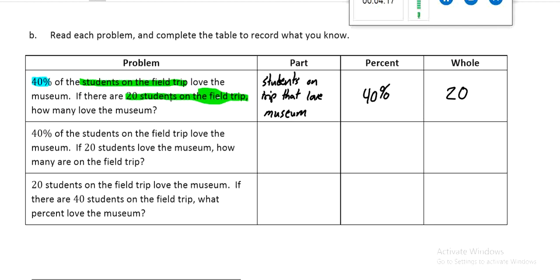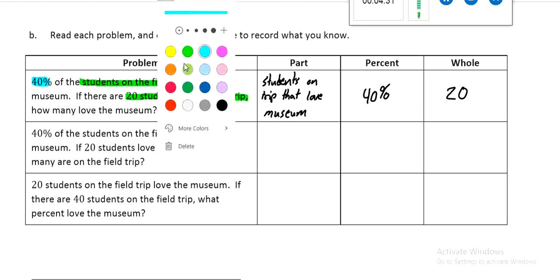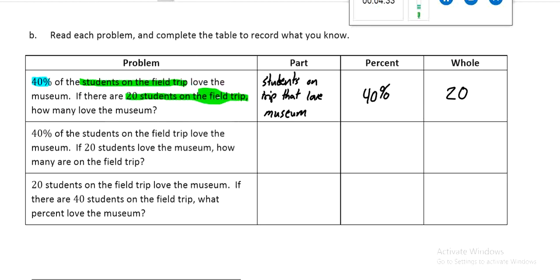Here they're saying 20 students love the museum. So that's not the whole, because the whole is the same as the scenario above. The whole is the students on the field trip. So we'll put that in for the whole. The whole is the total students, or all the students on the trip.